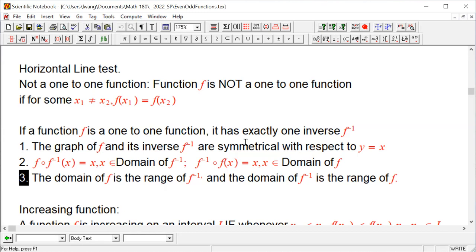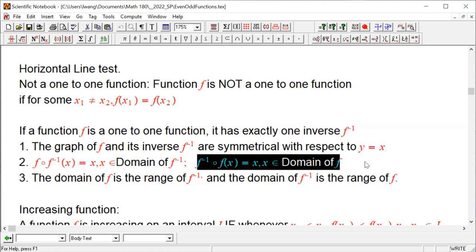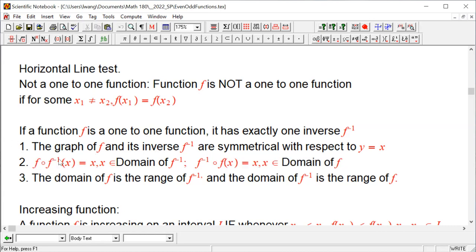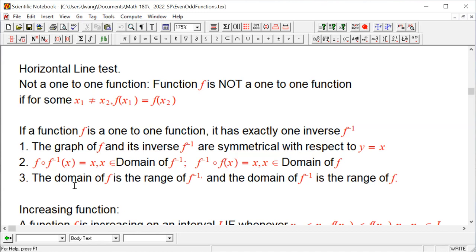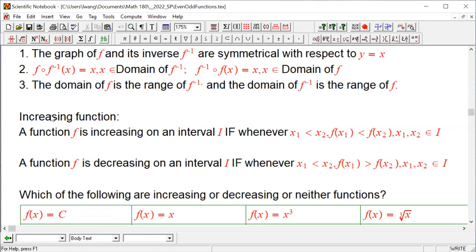And we talked about three important features of a one-to-one function and its inverse. The feature about their graphs: they're symmetrical with respect to a certain line. And the composition satisfies that relationship. And what is more, the domain of one is the range of the other, and vice versa. And in the last video, we talked about increasing and decreasing functions, and we gave the definition.